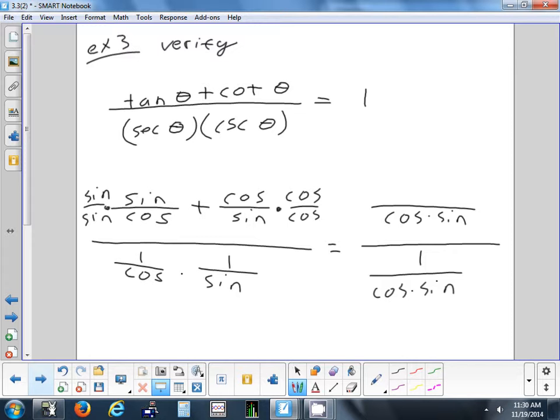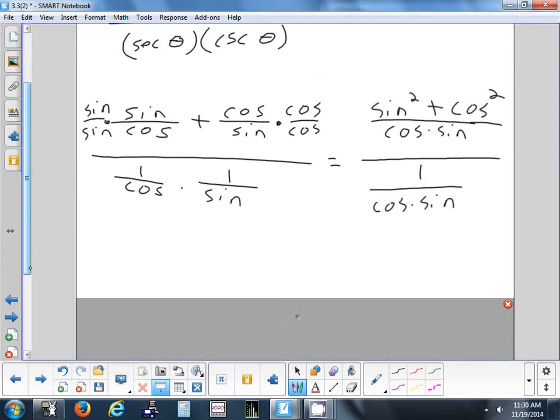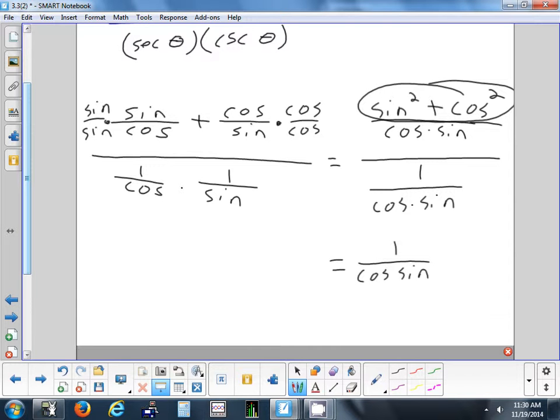What's my numerator become on the left? That's sine squared. What about my numerator on the fraction on the right? Cosine squared. And now, because of our Pythagorean identity, sine squared plus cosine squared equals 1. So all of this is going to become a 1. So we get 1 over cosine sine in the top, and we have the same thing in the bottom.